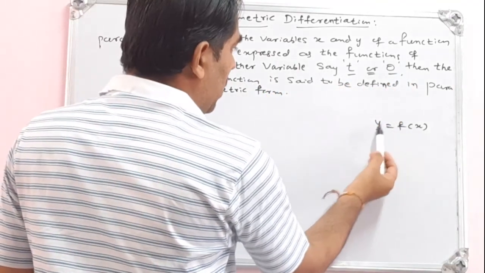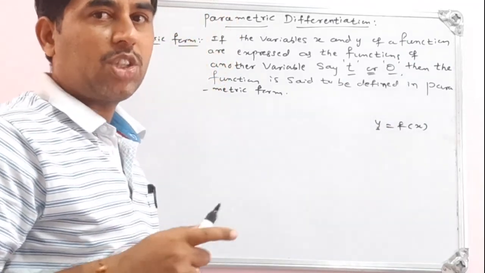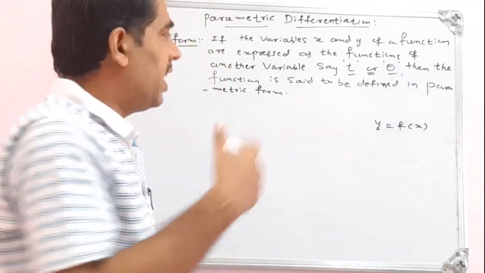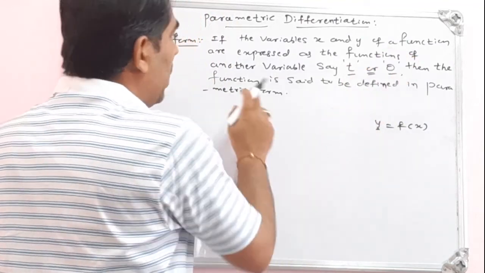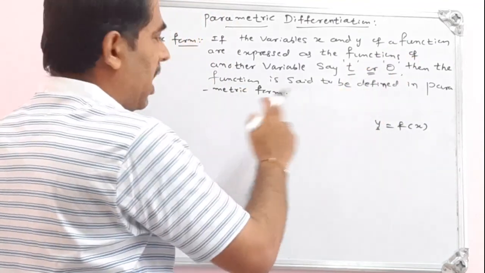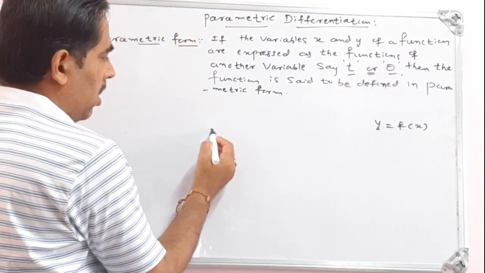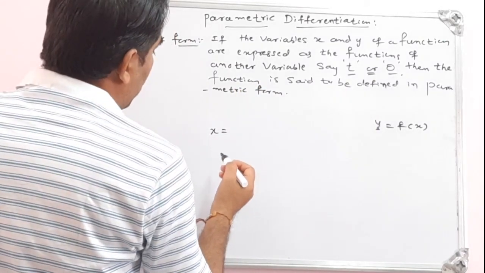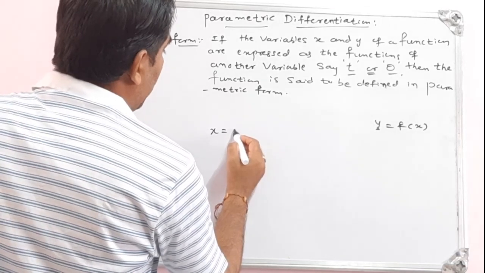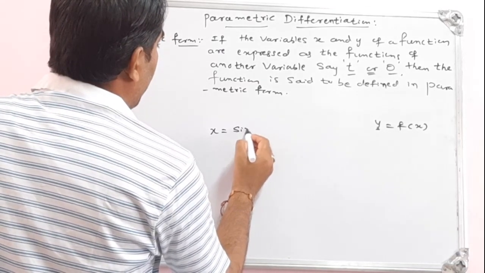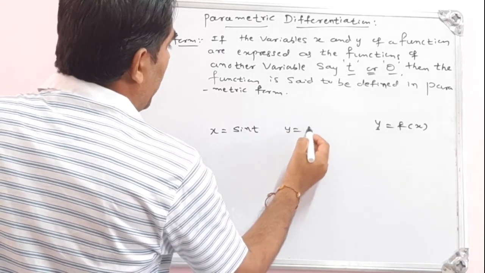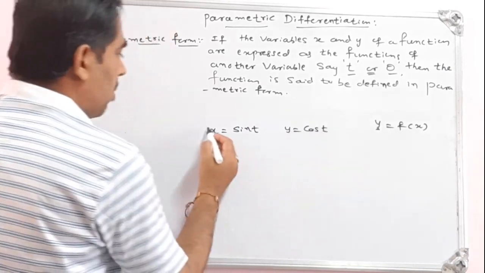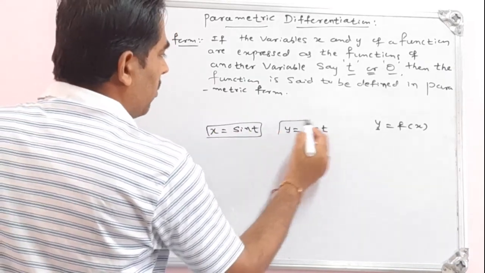If x and y are expressed as functions of another variable, say t or theta, then the function is said to be defined in parametric form. For example, x is equal to sin t, and y is equal to cos t. Observe these two examples, which I have written for understanding.